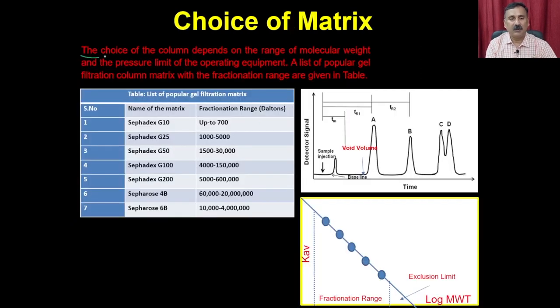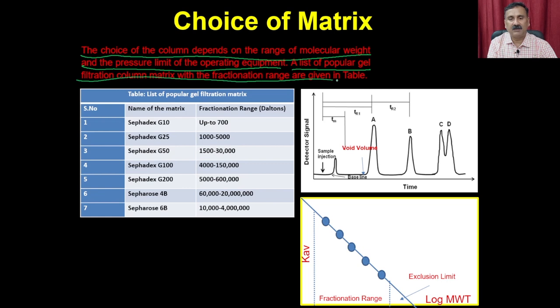Now you can use different types of matrix for gel filtration chromatography, right? The choice of the column matrix depends on the range of molecular weight and the pressure limit of the operating equipment. A list of popular gel filtration matrices is given in the table. So you have the gel column matrix, and you also have the fractionation range. For example, for G10 the fractionation range is 0 to 700 Daltons. Then you have G25, which has a fractionation range between 1000 and 5000, and so on. You can use this fractionation range as a criterion to choose the matrix of your choice.